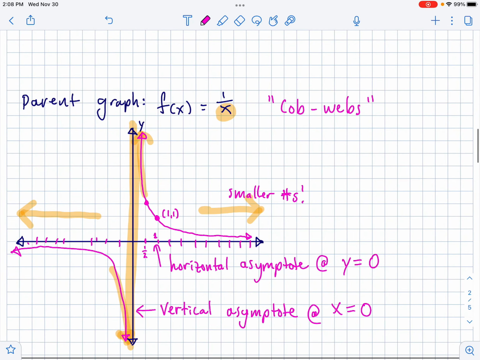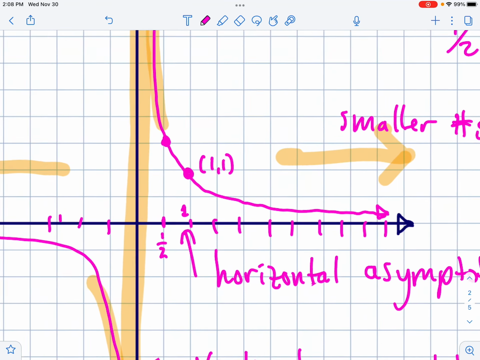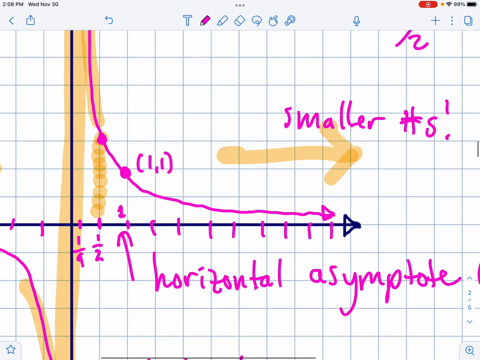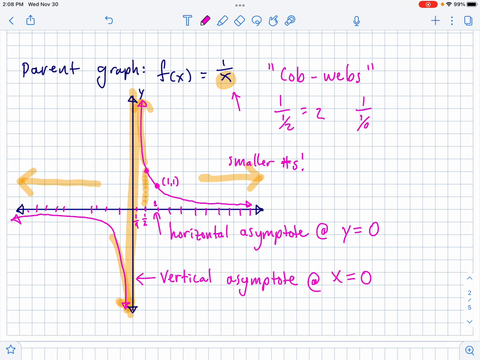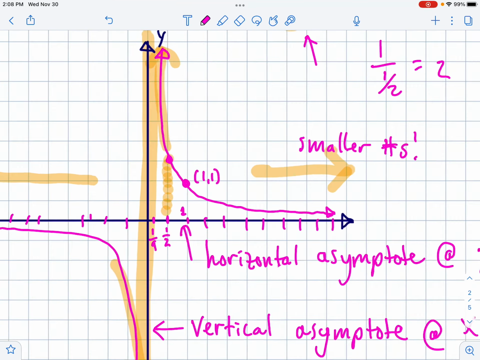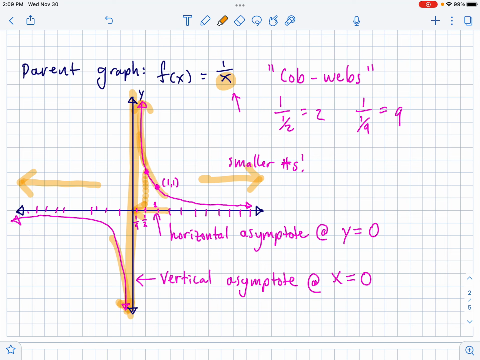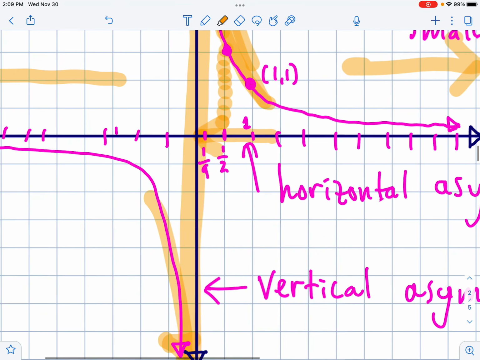Now, if you take numbers that are smaller and smaller, like a 1/2, if you put a 1/2 into the function here, you get 1 divided by 1/2, which is 2. So that's why at 1/2, it'll go up to 2. Then think about putting in a really small fraction, like 1/9. If you put 1/9 into the function, you get 1 divided by 1/9, which is 9. So the closer I get to the y-axis this way, the bigger those outputs are going to be. That's why it goes all the way up to positive infinity right here.